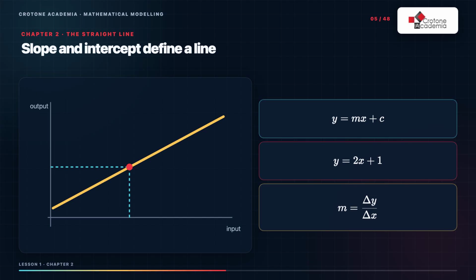Consider y equals 2x plus 1. For x values 0, 1, 2, and 3, the outputs are 1, 3, 5, and 7. The same slope and intercept are used for every input. Geometrically, the slope is rise divided by run. Here, moving 1 unit to the right produces a rise of 2. The intercept places the line at y equals 1 when x is 0.